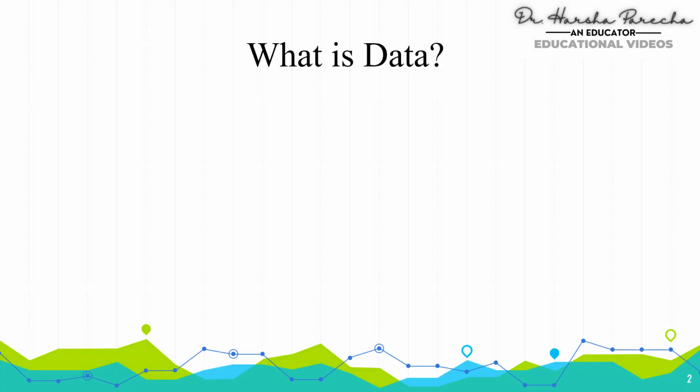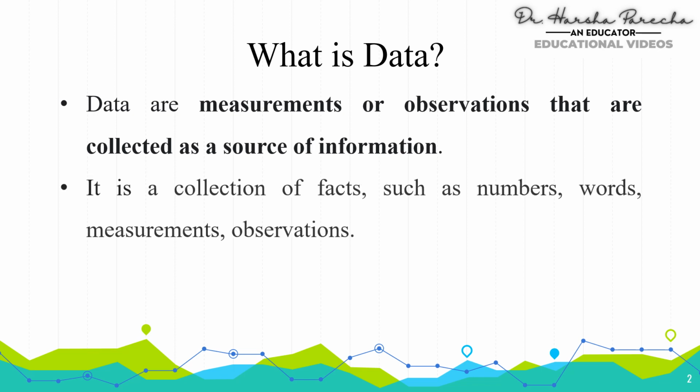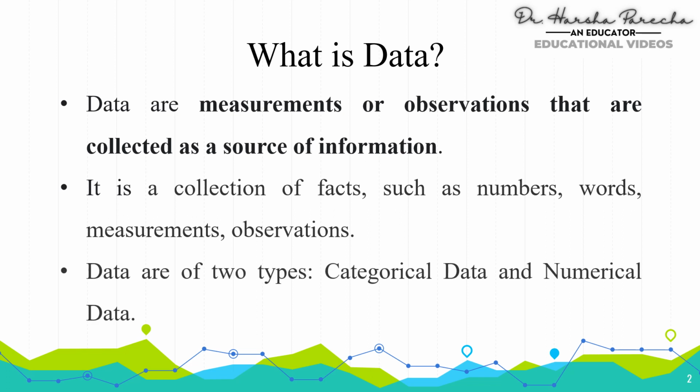First of all, let us see what is data. Data can be defined as a systematic record of a particular quantity, like data is a measurement or observation that are collected as a source of information. Data could be any number, words, any kind of observation, etc. Now, in statistics, the data is collected, then it is analyzed, and then the results are presented. So data plays a very crucial role.